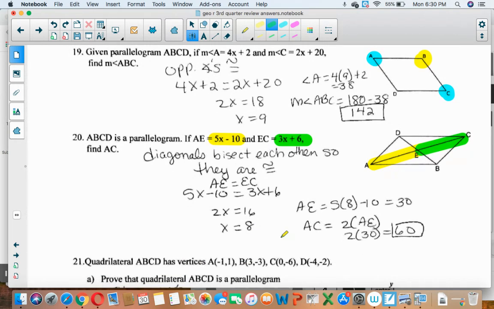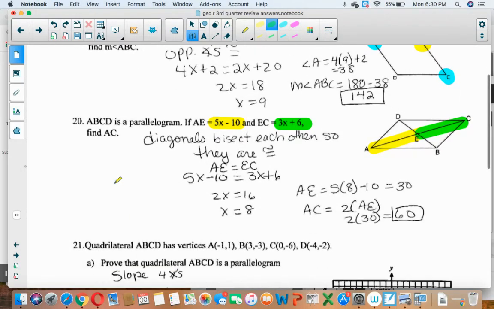They want the length of this whole line. So all I did is I found AE. AE is 5 times x, which now I know x is 8, minus 10. 5 times 8 is 40, minus 10 is 30. But I want AC, which is 2 times AE. 2 times 30 is 60.